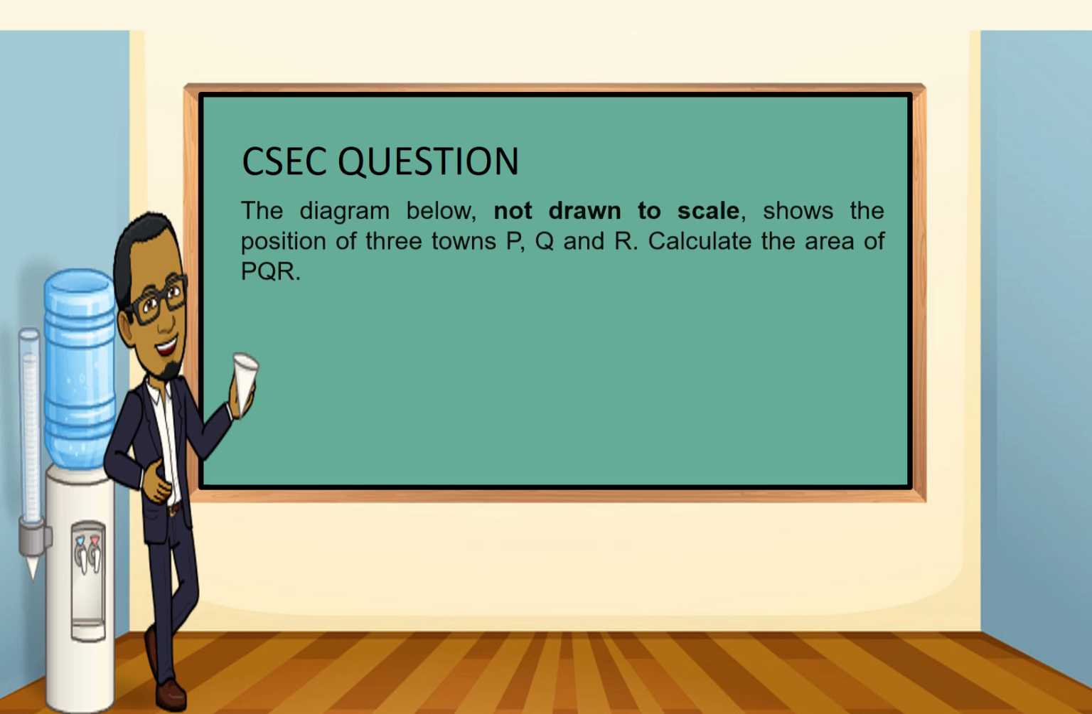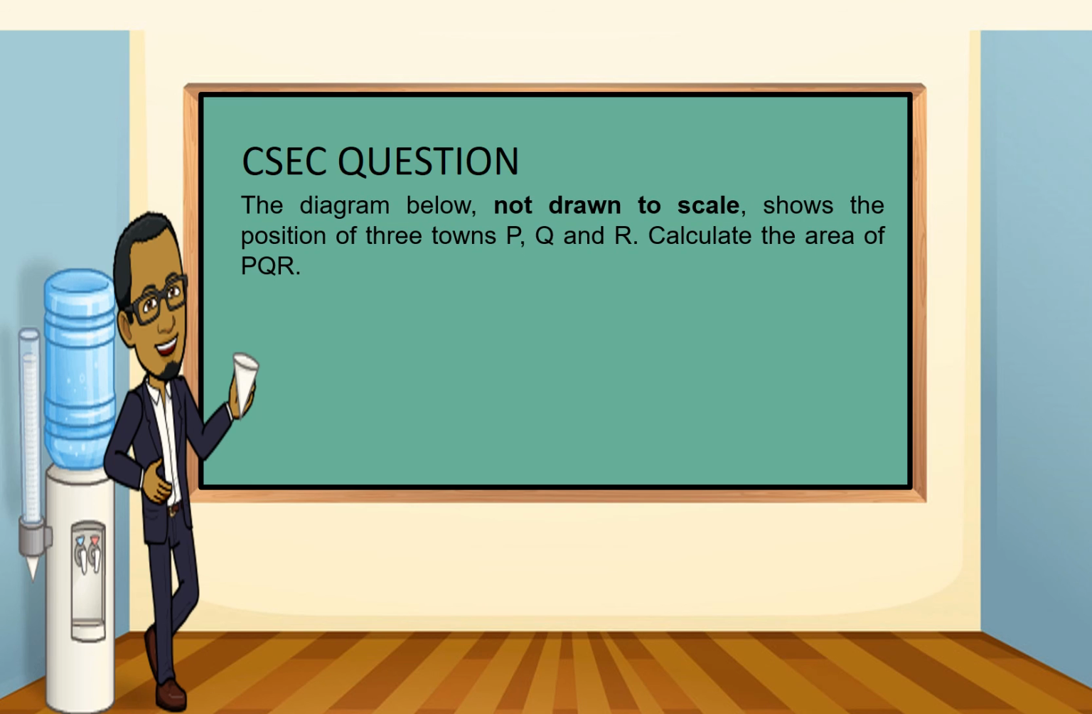Let's try this CSEC question. The diagram below, not drawn to scale, shows the position of 3 towns, P, Q, and R. Calculate the area of PQR. I will give you 1 more minute to attempt this question.